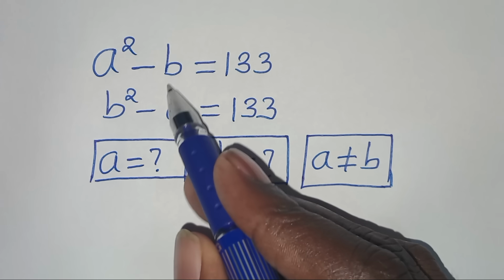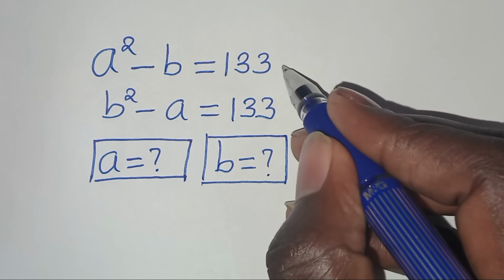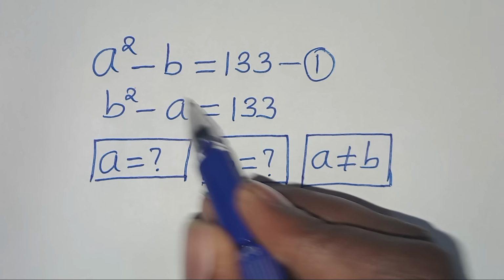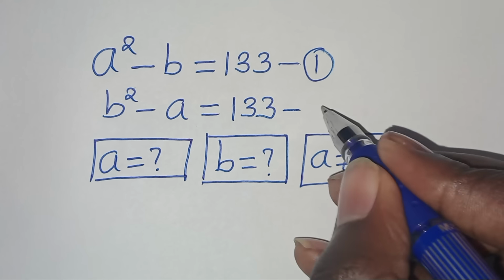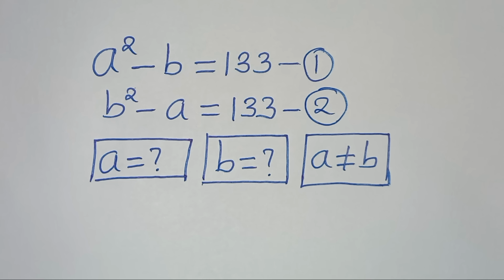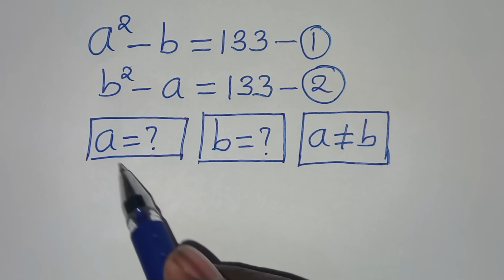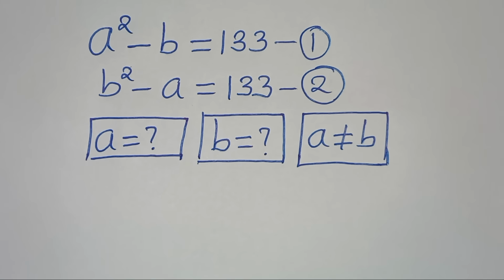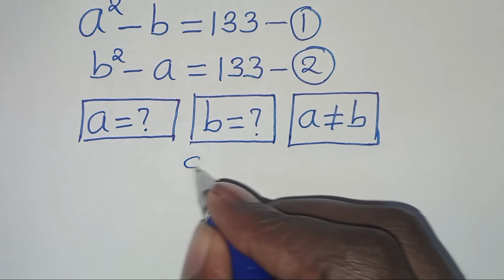a squared minus b is equal to 133. Let's call this equation 1. Then b squared minus a is equal to 133. Let's call this equation 2. So what is the value of a? What is the value of b, given that a is not equal to b? So let's provide a solution from here.